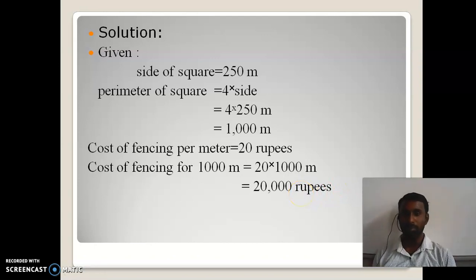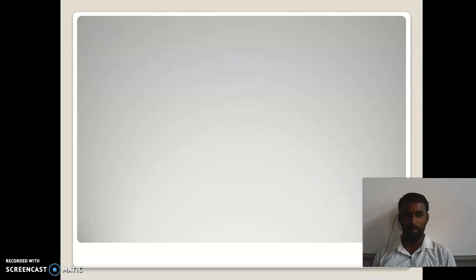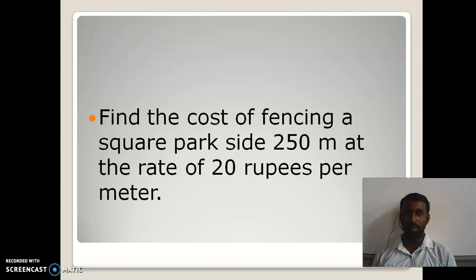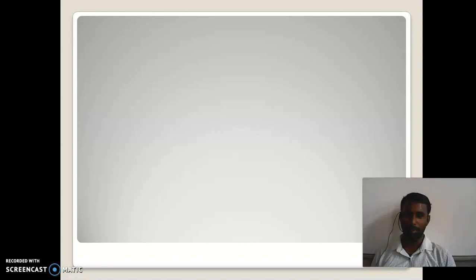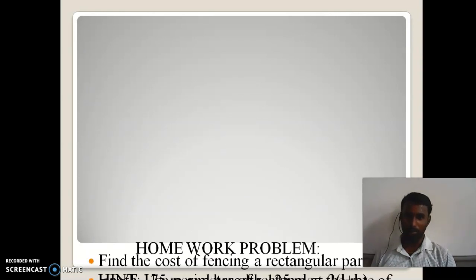Okay, can you understand the problem? So just look at this one. Cost of fencing. First you need to find the perimeter of the given shape. What shape is given? Square. Okay, so square is given, which means you have to find the value of the perimeter from the given value. Then after that you have to multiply it with the given rupees. Okay, so the next problem.